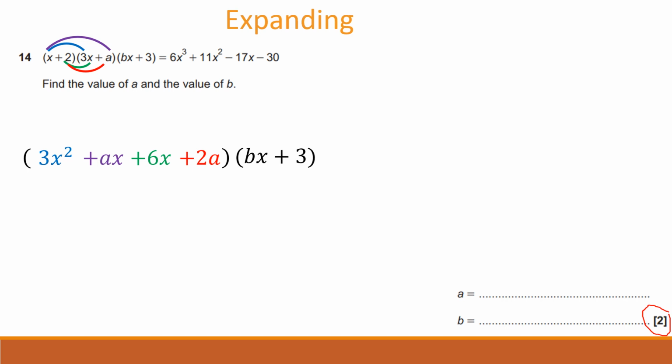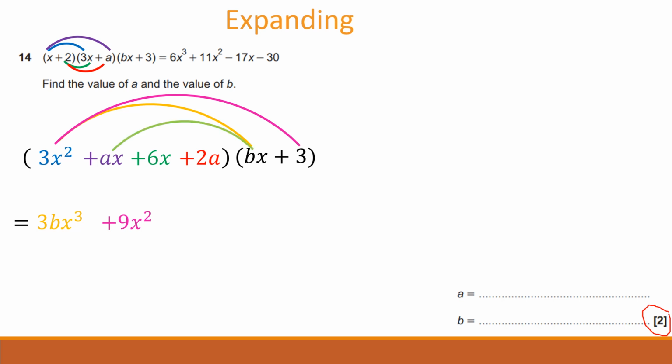Now, once we've got these 2 first brackets expanded, I'm going to put brackets around this and then multiply it by the last bracket, the 3rd bracket. And we're going to do the same process again with the new two brackets. So I'm going to multiply my 3x squared by my bx, which is 3bx cubed. I'm going to multiply my 3x squared by my 3, which gives me 9x squared.